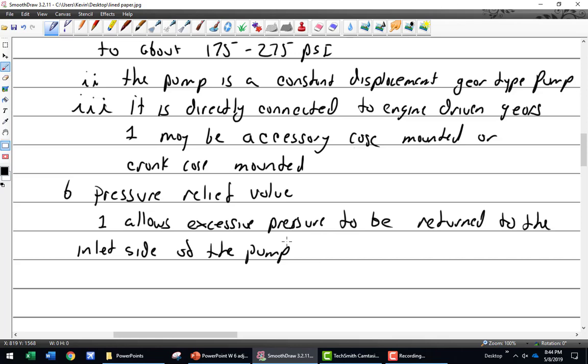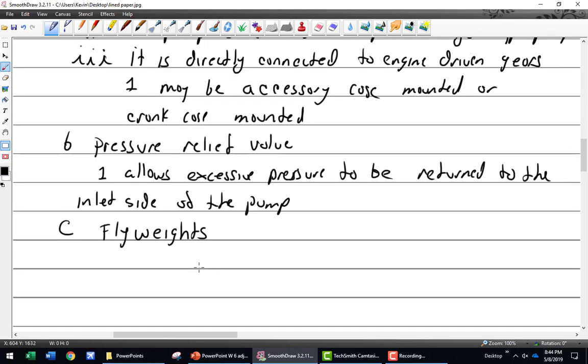Then we got our flyweights. Flyweights are connected to the drive shaft of the governor. Connected to the drive shaft of the governor.